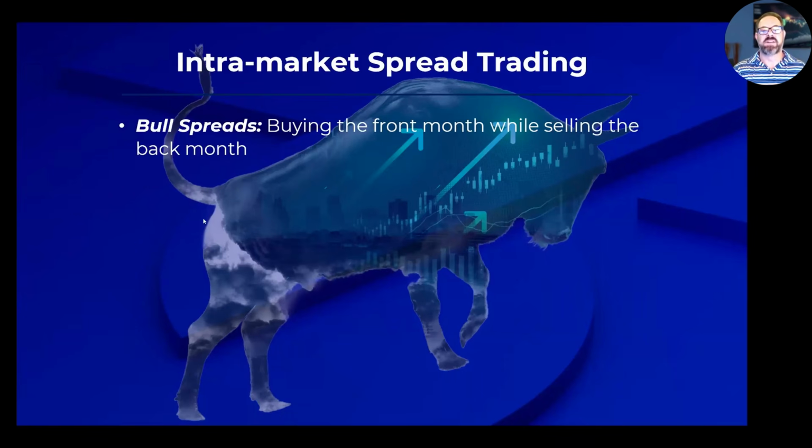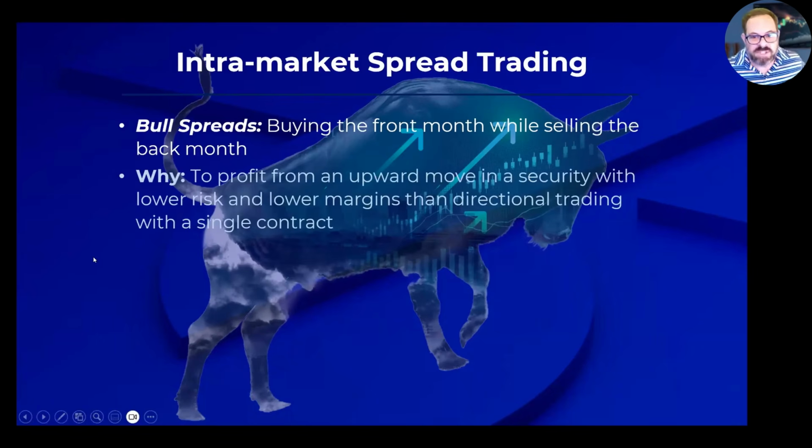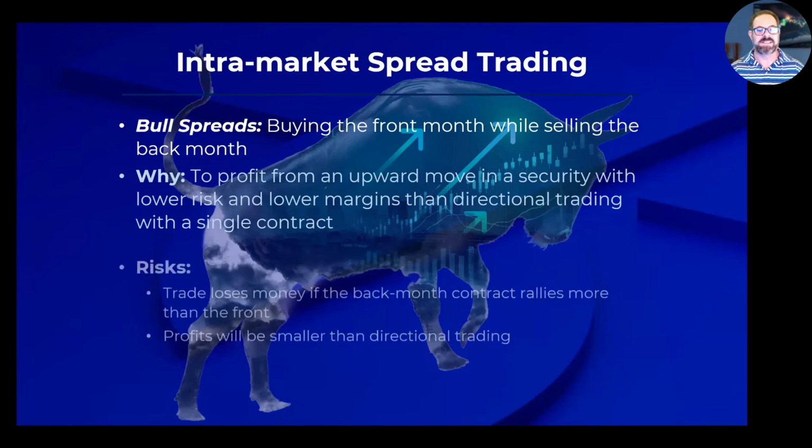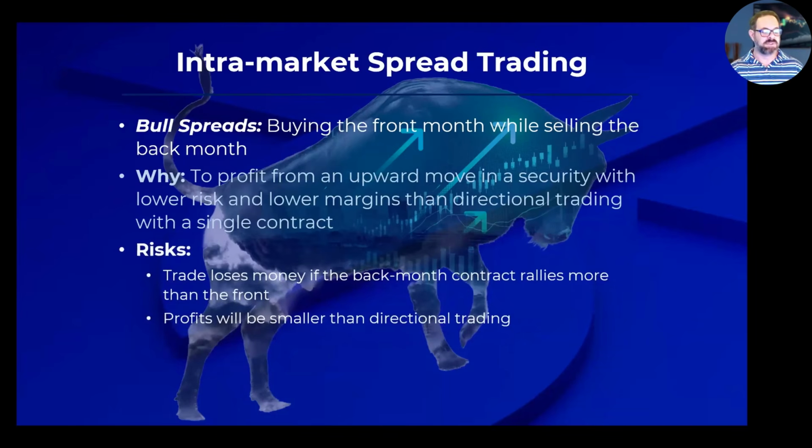There's always risk. And basically, this is what's called the spread widening, where the price difference between the two contracts gets greater and they expand the width. So we're trying to profit from a move upward in the overall security because the front month has the most volume and usually moves the fastest. Obviously, the trade loses money if the back month moves faster than the front. And the profits are going to be much, much smaller than if you simply bought the underlying security by itself.